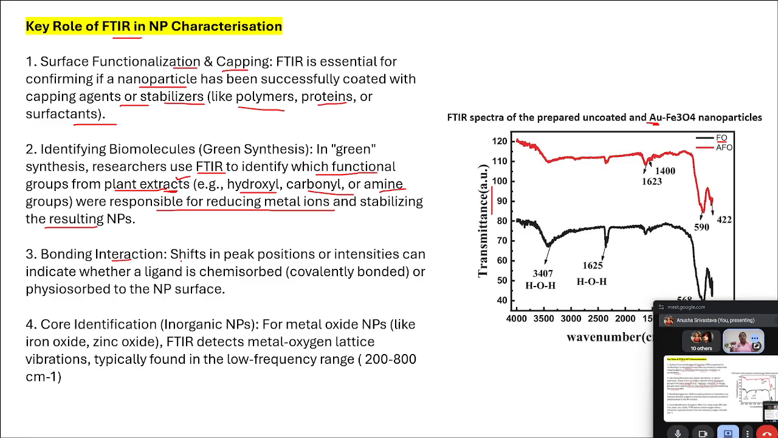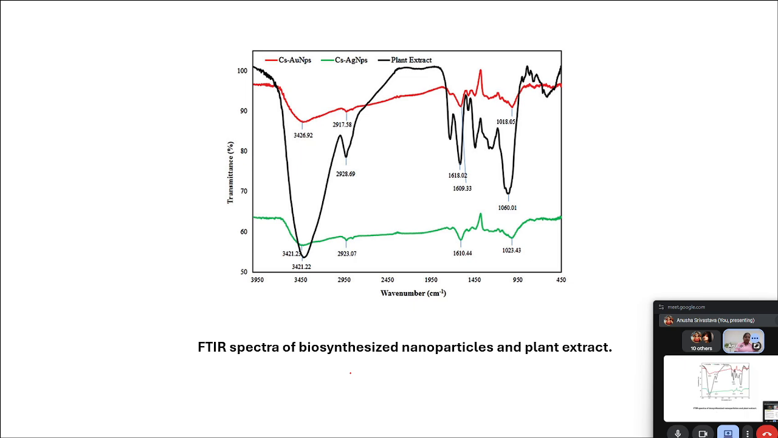Now the next one is bonding interaction. Shifts in peak position or intensities can indicate whether a ligand is chemisorbed or physisorbed to the nanoparticle surface. There would be changes in the peak position, and changes in the peak intensity as well. Next, core identification for metal oxide nanoparticles: FTIR detects metal oxygen lattice vibrations, typically found in the low frequency range.